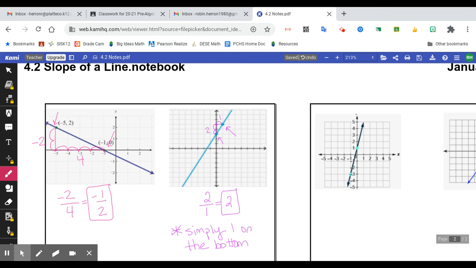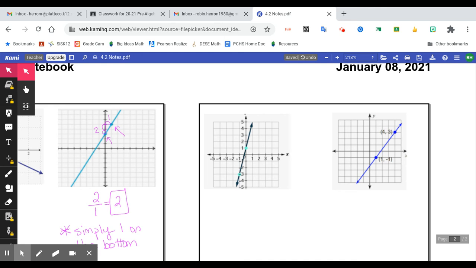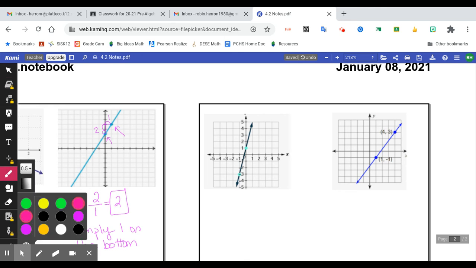Okay, pause the video, see if you can do the last two by yourself and get the correct slope. Okay? Pause now, check in a minute. So for this one, we have to go up and over to the right. So up 1, 2, 3, 4, over 1. So 4 over 1 simplifies to 4. And it's positive because it goes up.